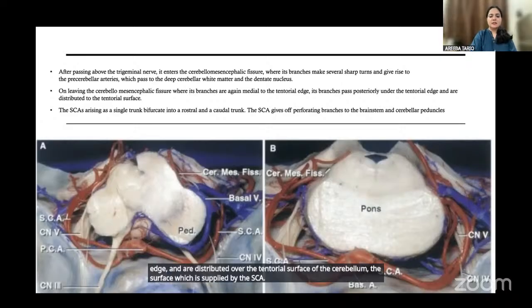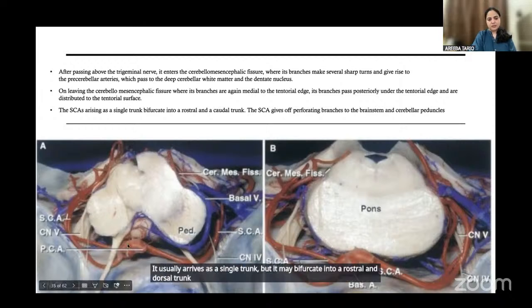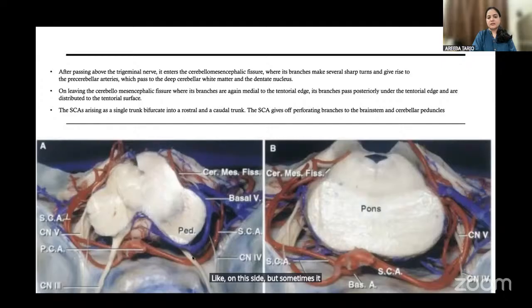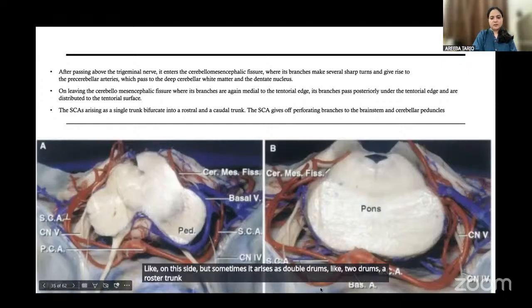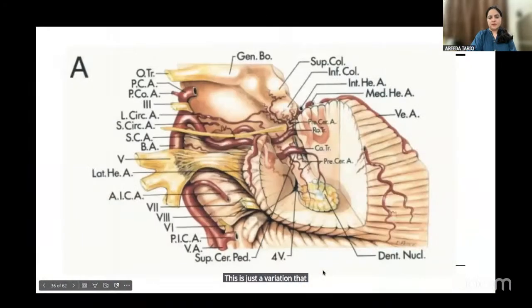It usually arises as a single trunk, but it may bifurcate into a rostral and caudal trunk. So as we can see here, sometimes it arises as a single trunk, like on this side, but sometimes it arises as double trunks, like 2 trunks, a rostral trunk and a caudal trunk, a superior trunk and an inferior trunk. This is just a variation that can be present.